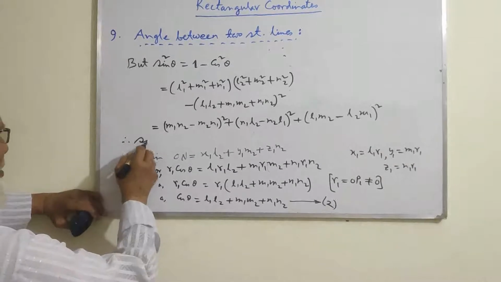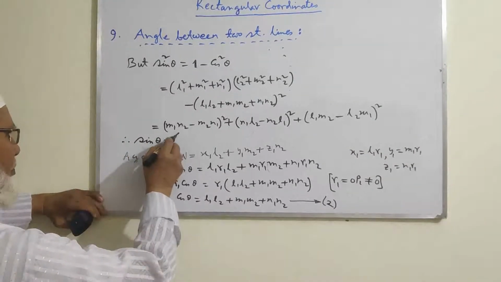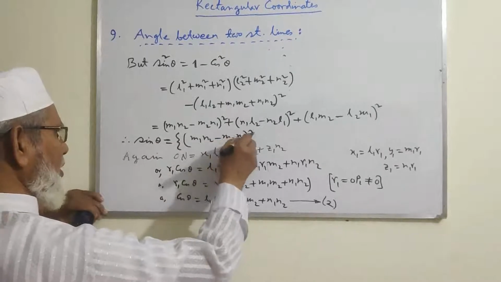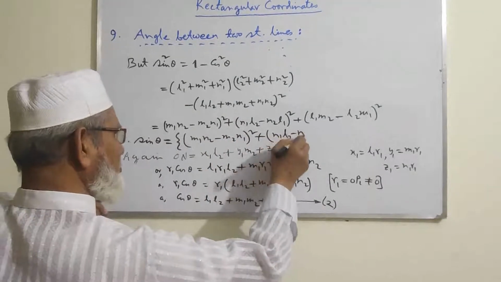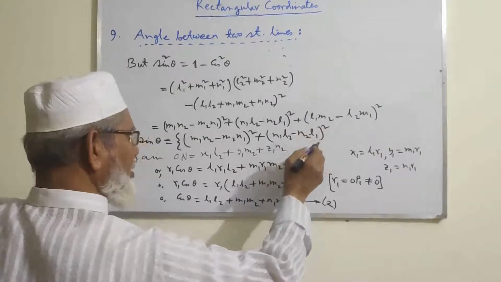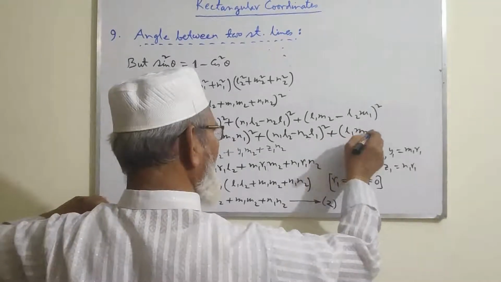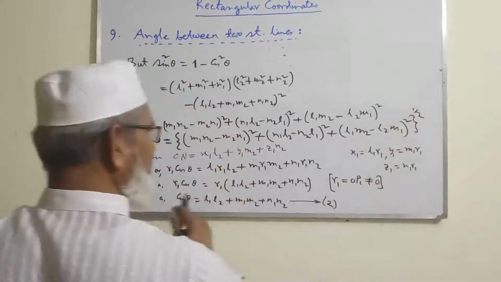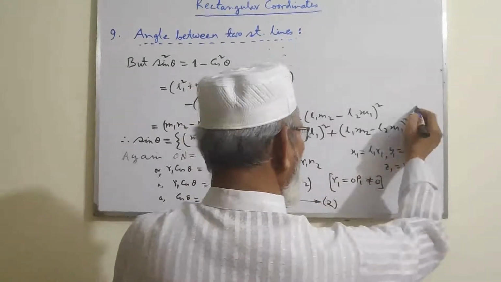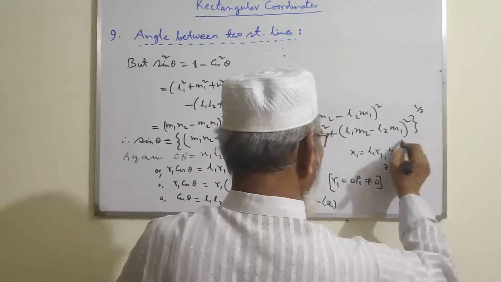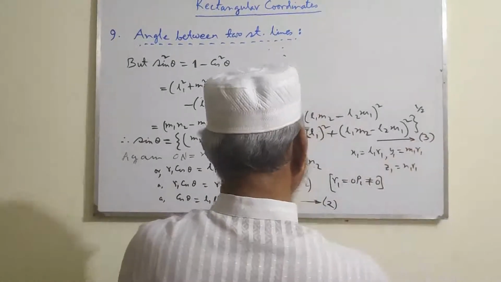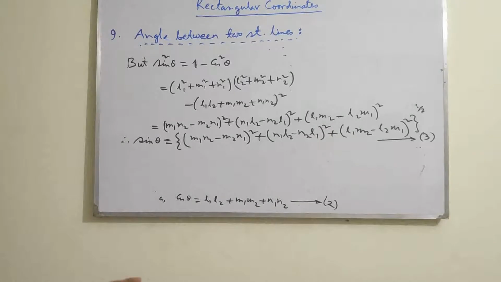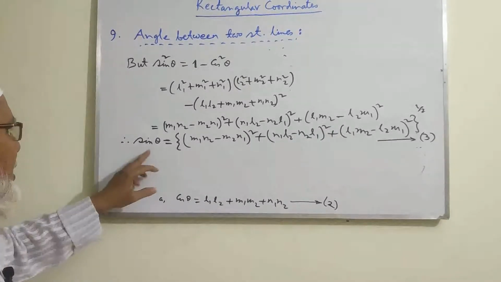Therefore, sin theta equal to [(M1 N2 minus M2 N1) whole square plus (N1 L2 minus N2 L1) whole square plus (L1 M2 minus L2 M1) whole square] to the power half. This is sin theta, relation 3. The quantity is a number which must be less than 1. This is also less than 1. Theta equal to sin inverse of that.